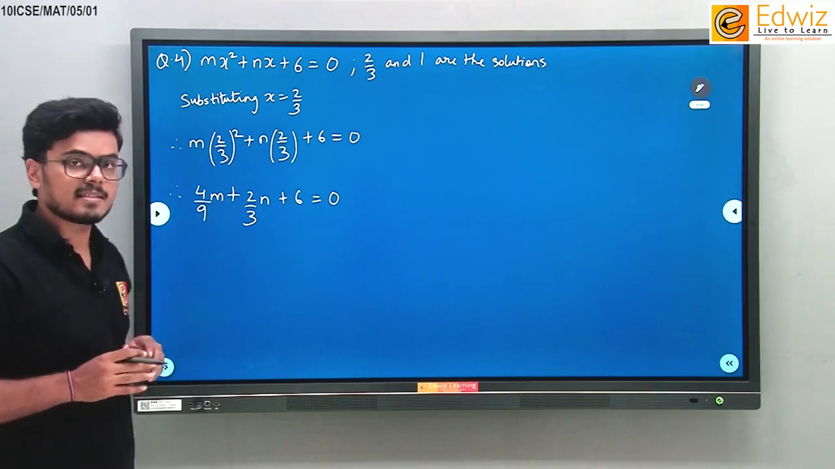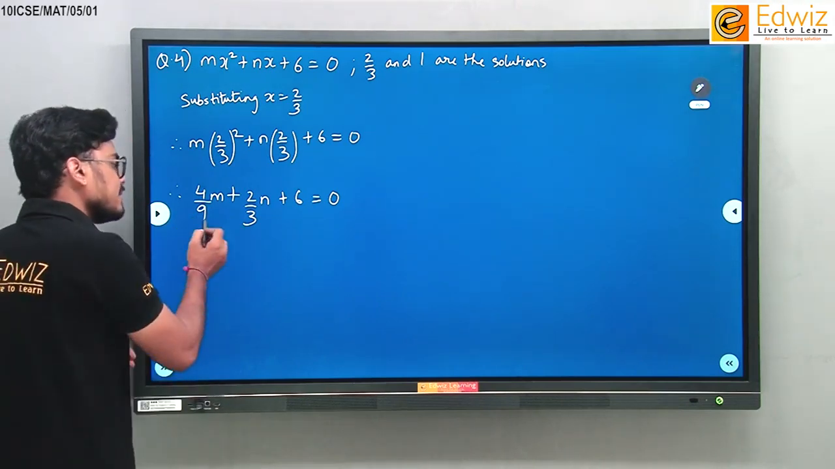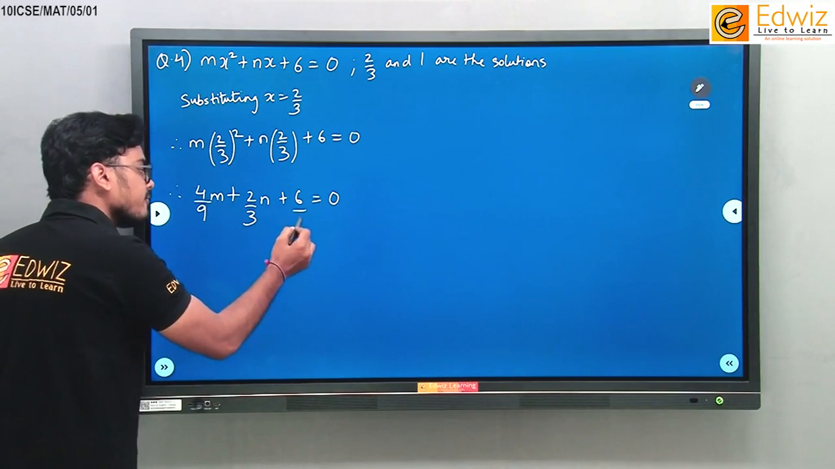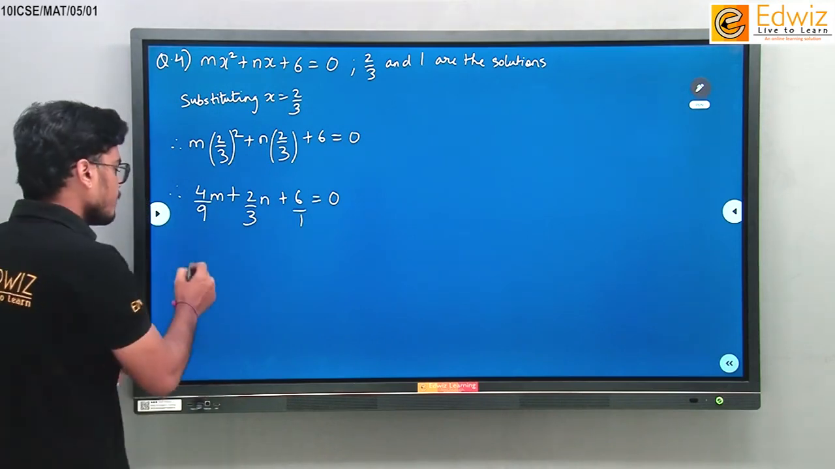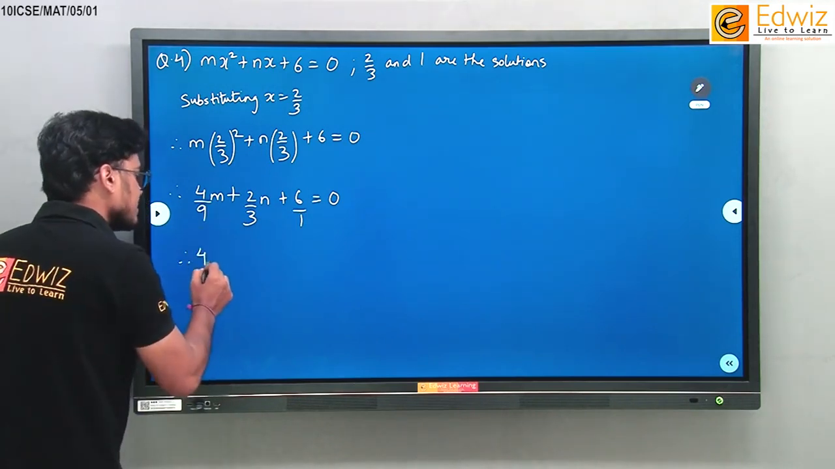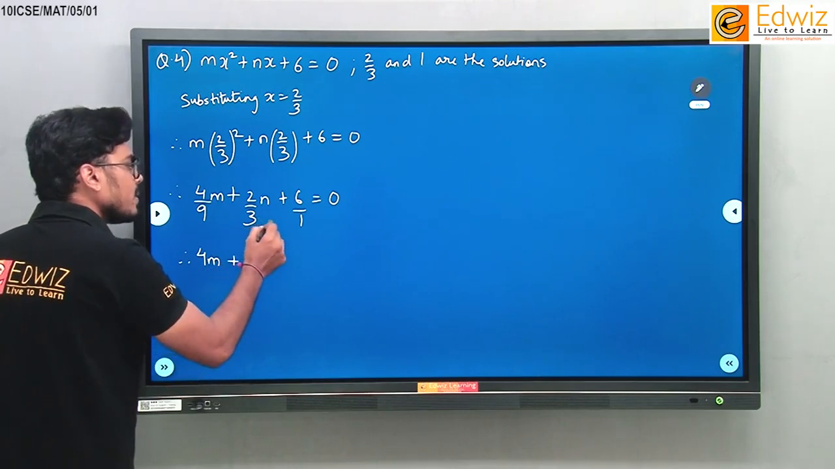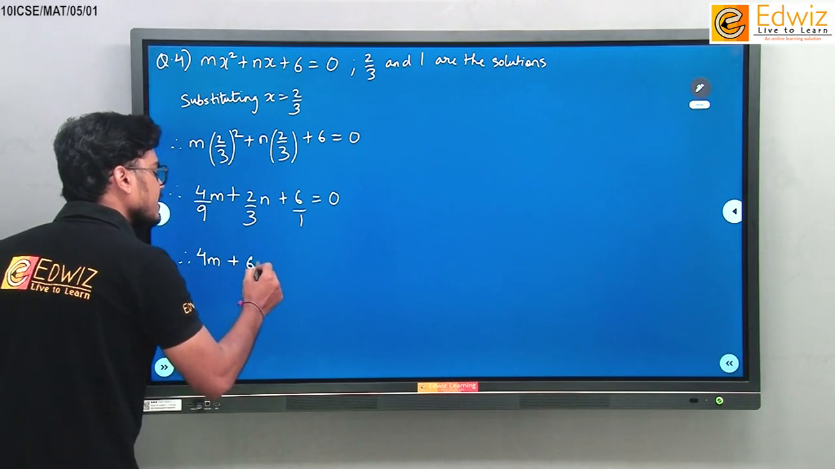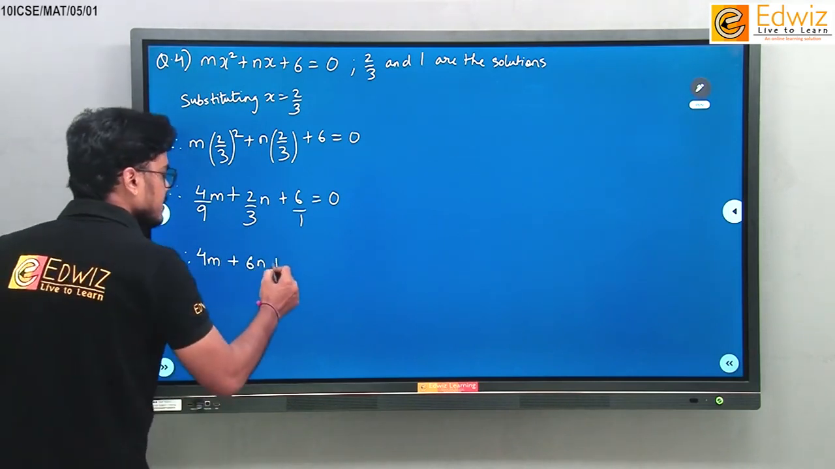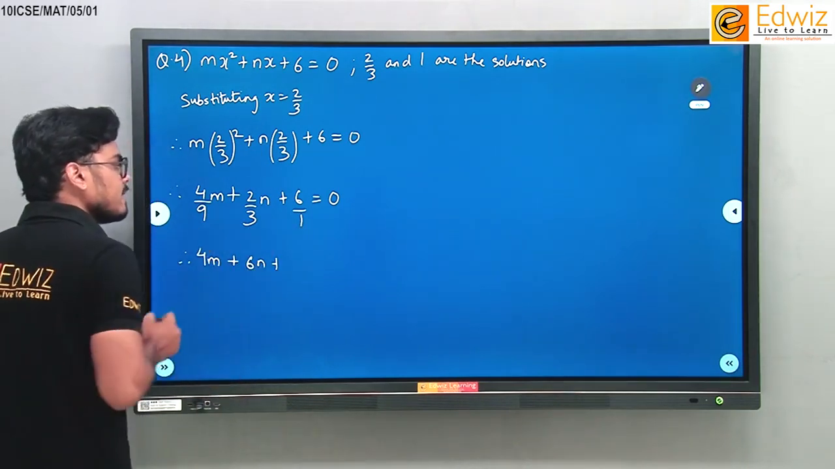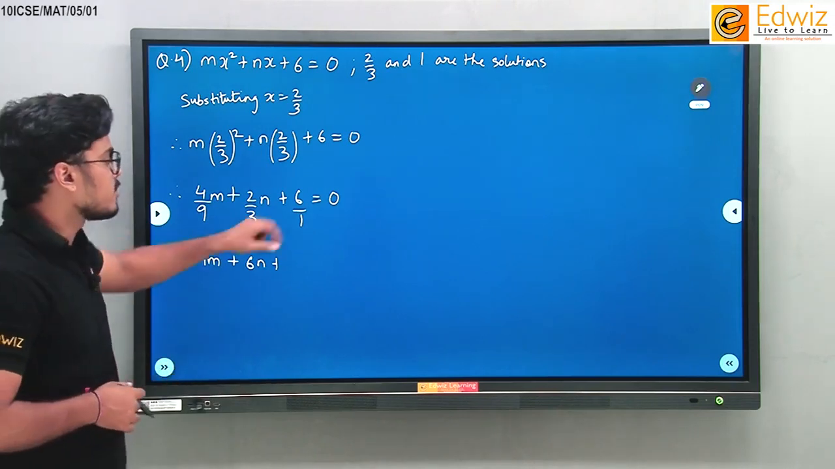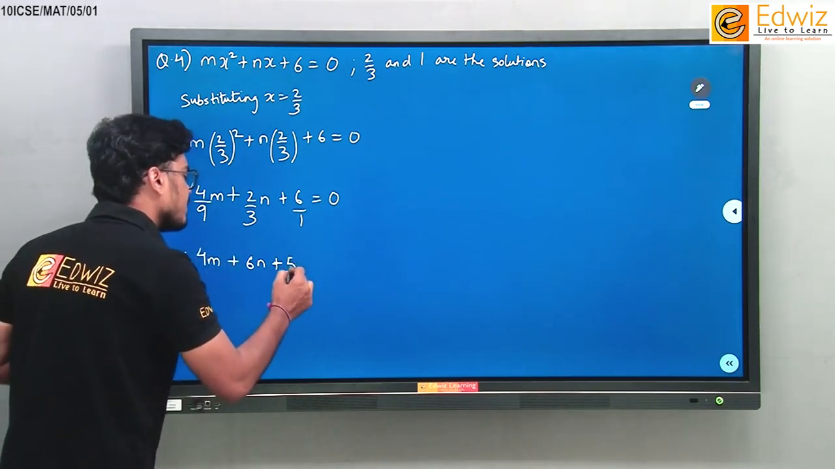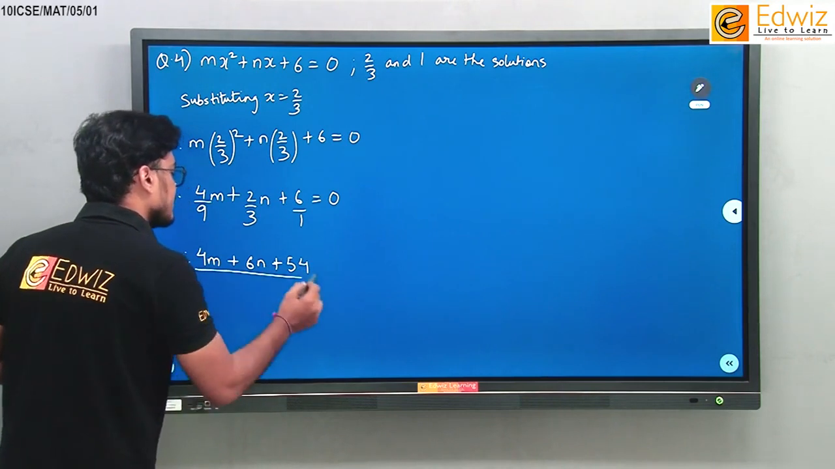Okay, we will simplify this equation a little bit. You can see the LCM of 9, 3 and 1 is 9. So this will stay as it is. Here we will have to multiply the denominator by 3. So the numerator also gets multiplied by 3. It will become 6n plus 1 multiplies with 9 because the LCM is 9. So 6 multiplied by 9, 54 is the numerator.